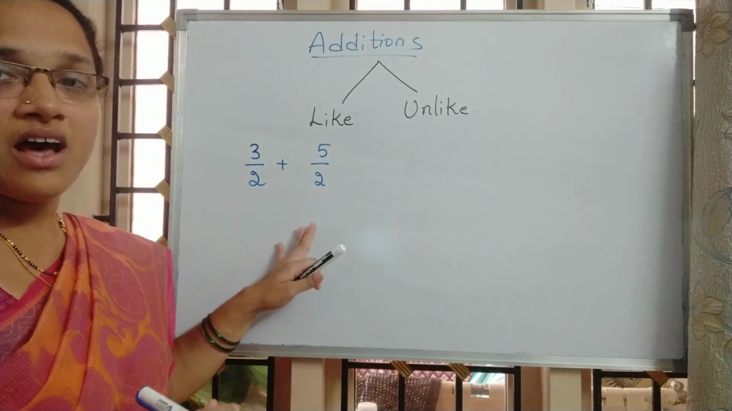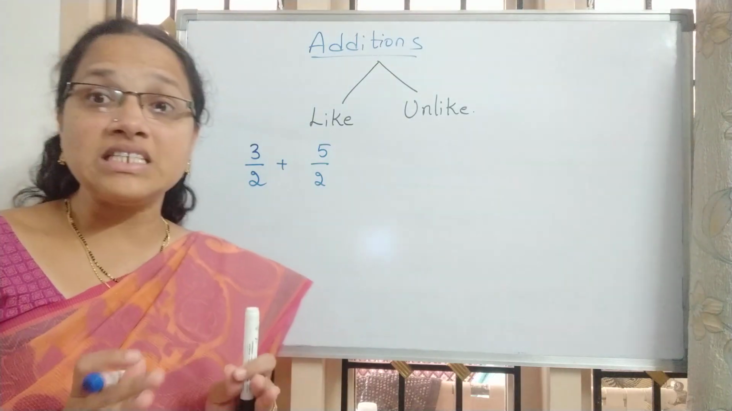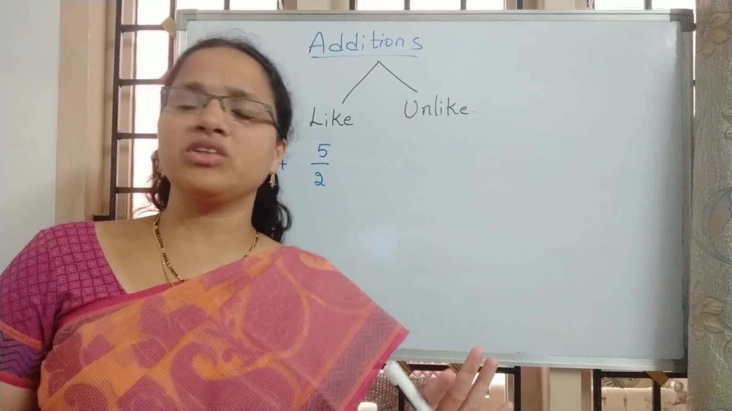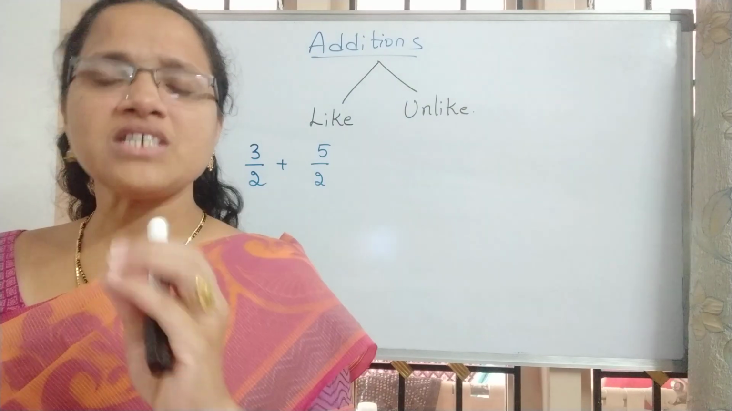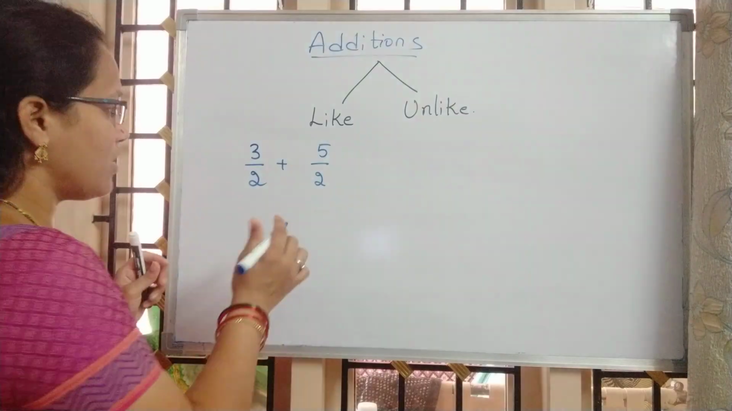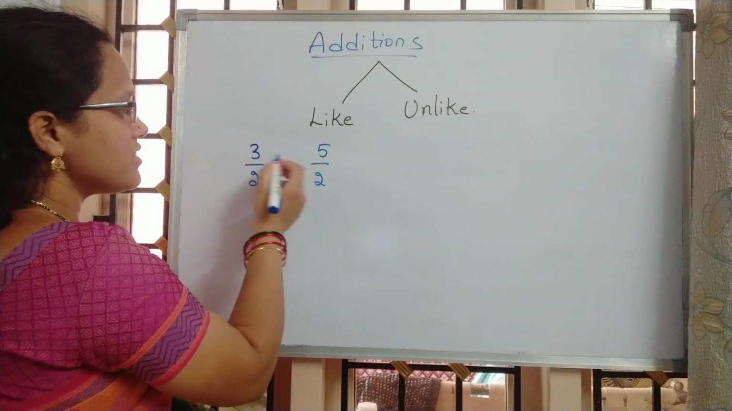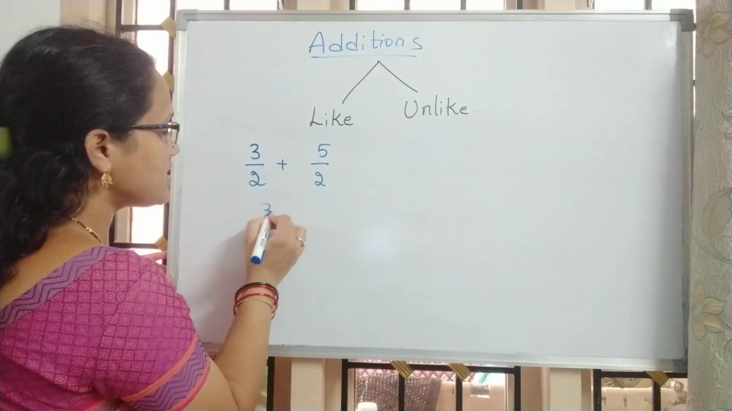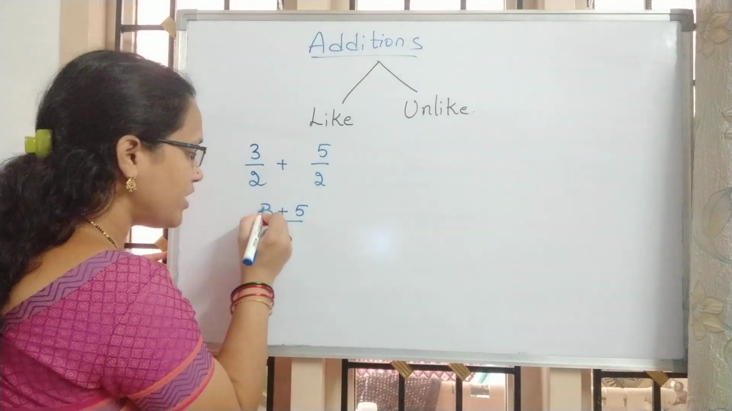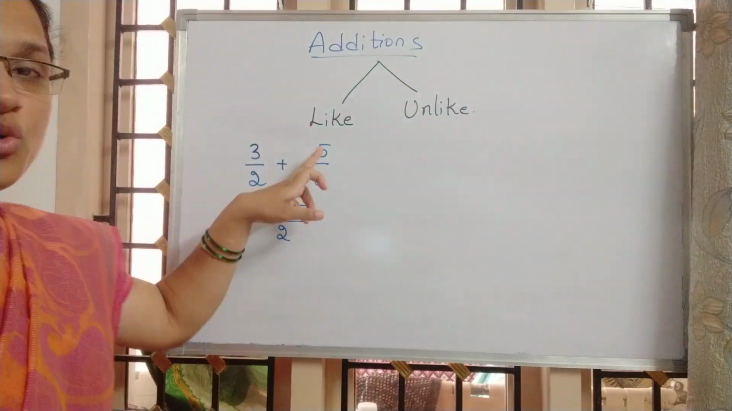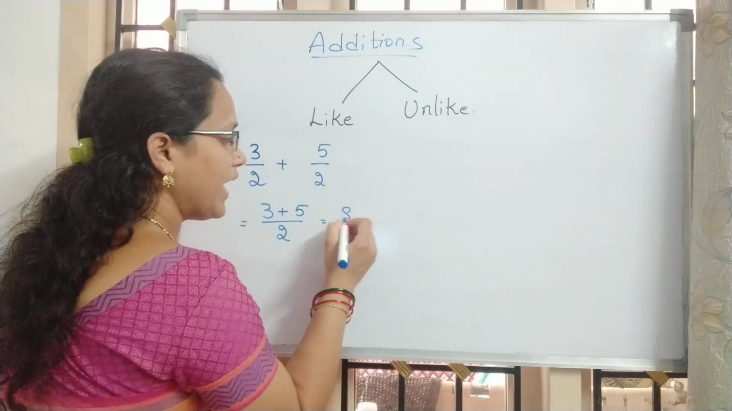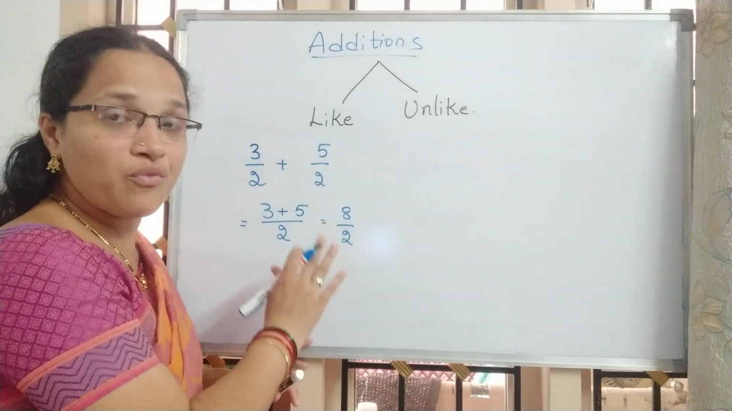In like fractions, it is very easy because the denominator is the same. So don't bother about the denominator. What you have to do is just simply add the numerators and then write the common denominator. What are the numerators here? 3 and 5. So you add the numerators under the common denominator. 3 plus 5 gives you 8 by 2.